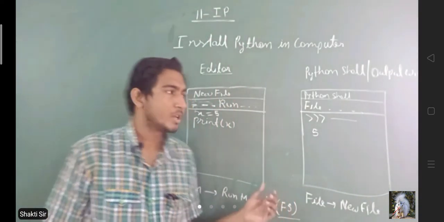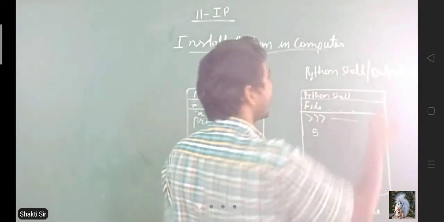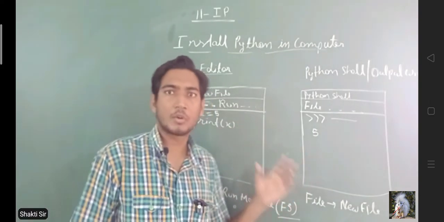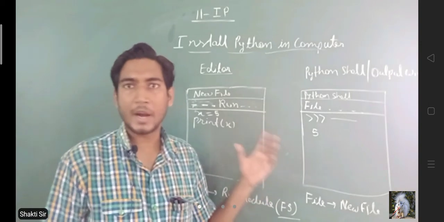Okay. So basically our topic is how to install Python on a computer. One way is to go to Google and search for an online Python interpreter, or you can also type online Python compiler, and some links will appear. You can go there, write your program and see the output.